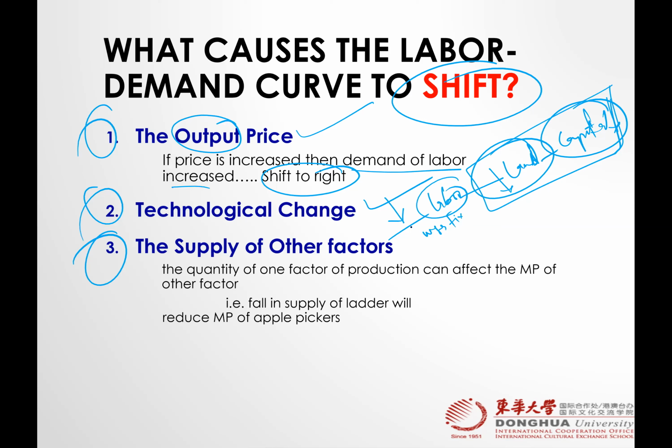If there is a fall in the supply of other factors, you cannot find the machinery, so even if labor is cheap, you cannot hire extra labor. Why? Because you don't have that much space and you don't have that much machinery. So a fall in the supply of ladders will reduce the market demand for apple pickers.